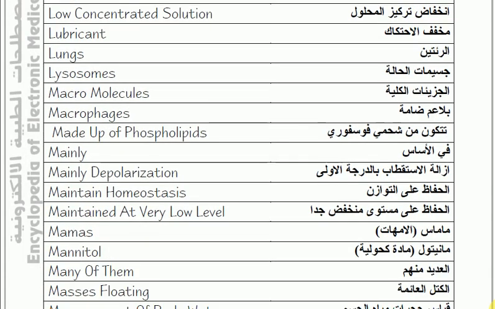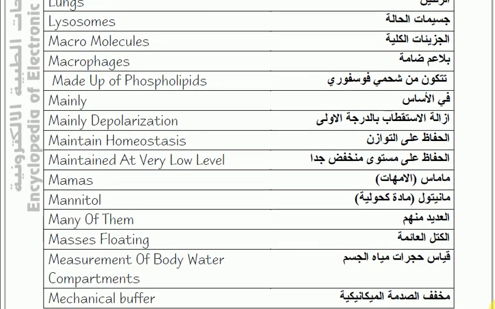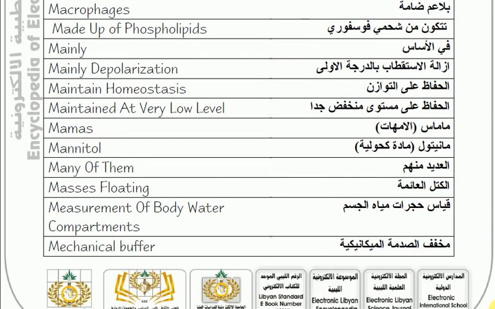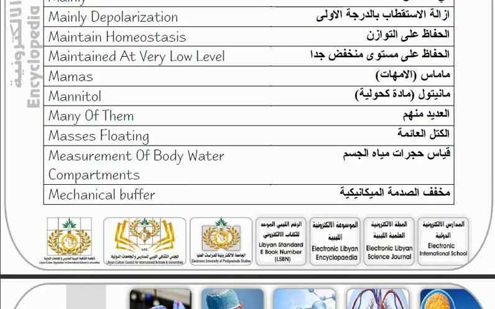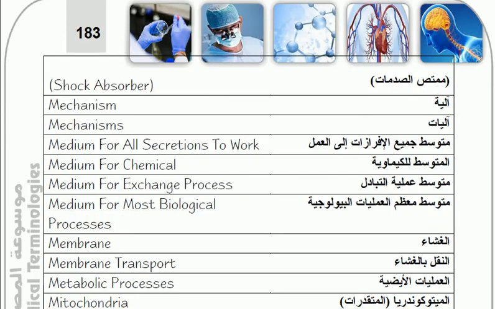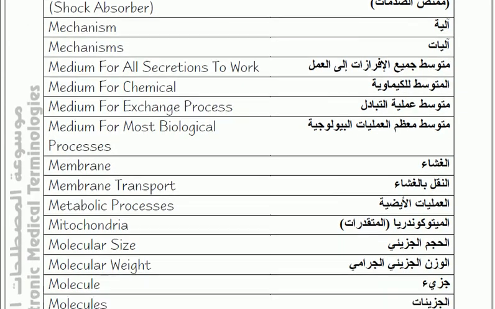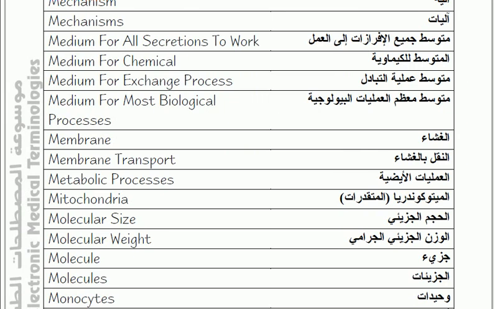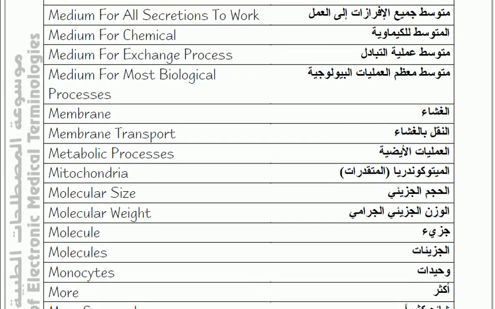Macromolecules. Macrophages. Made up of phospholipids. Mainly depolarization. Maintain homeostasis. Maintained at very low level. Monomers. Mannitol. Many of them. Masses floating. Measurement of body water compartments. Mechanical buffer. Shock absorber. Mechanism. Mechanisms. Medium for all secretions to work. Medium for chemical. Medium for exchange process. Medium for most biological processes.